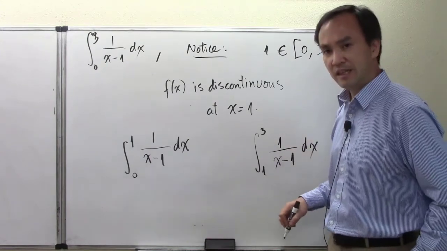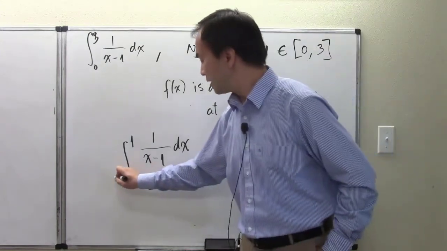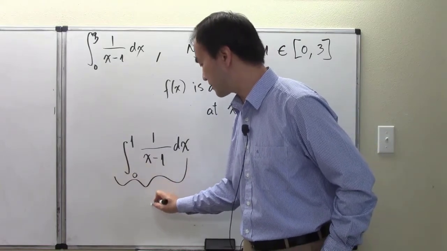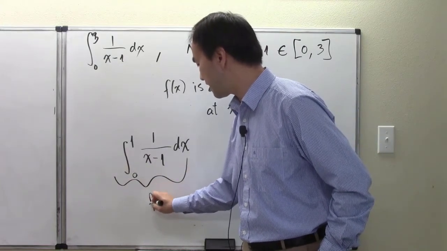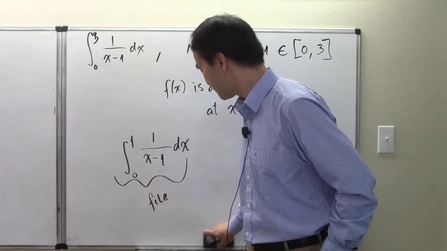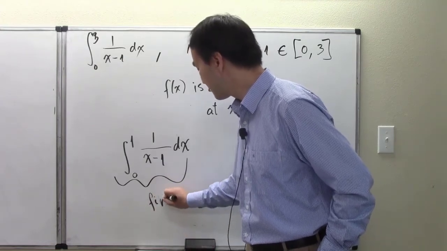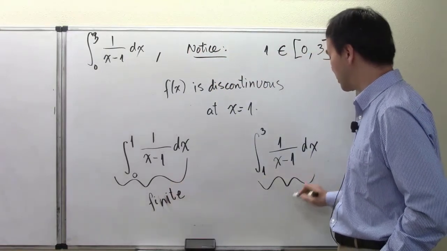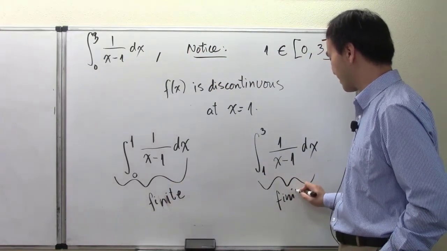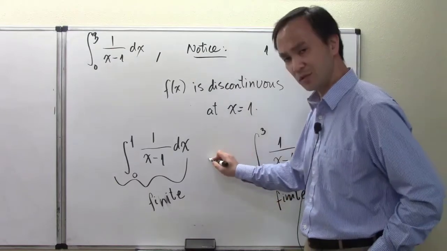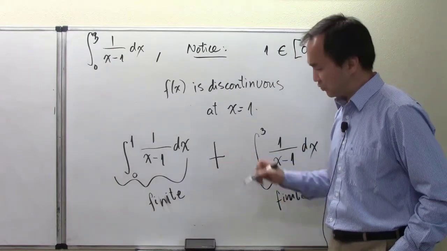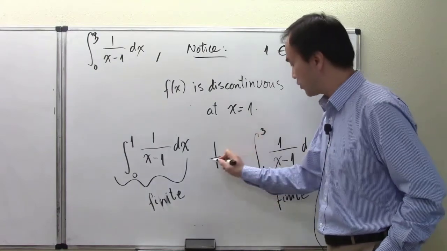And then, if we can find a successful answer for this, if this answer turns out to be finite and this answer also turns out to be finite, then we can add them together. Okay, so that's the plan for how to handle this kind of thing.